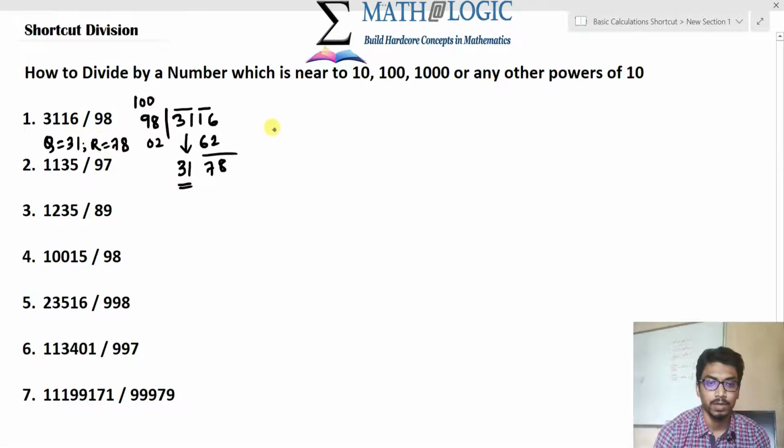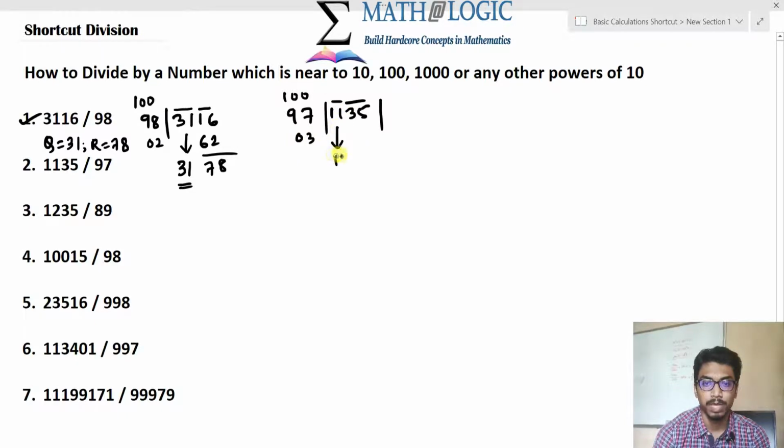Clear? Okay. Now proceed to the second question. 1135, it is to be divided by 97. Now again 97 is near to 100 and difference is 03. So this is the pair.